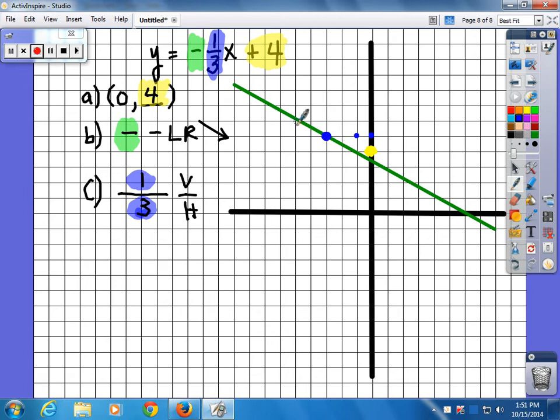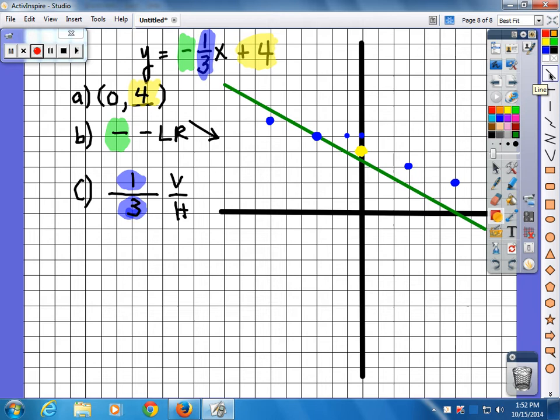1, 1, 2, 3. 1 down. 1, 2, 3. 1 down. And there's your line. Take your blue line. And we're going to graph it.